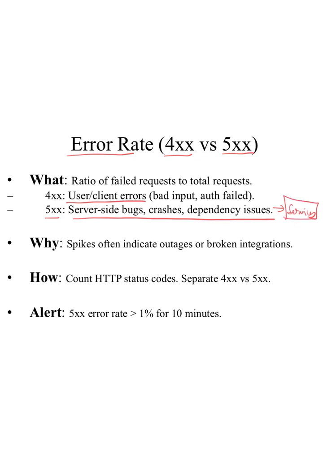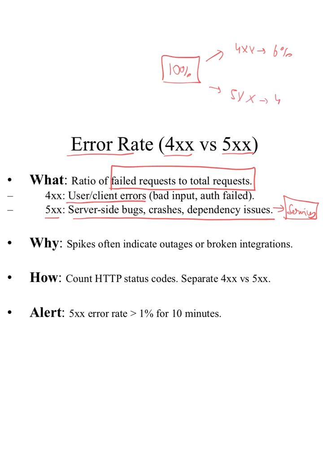What you should measure is the ratio of failed requests to total requests. Let's say it is coming to 10%, that means 10% of requests are failing. And in that, let's say 4xx are 6% and 5xx are 4%. You can then take a decision accordingly, like why your client is even sending these requests. You can take those decisions. Why is it important?